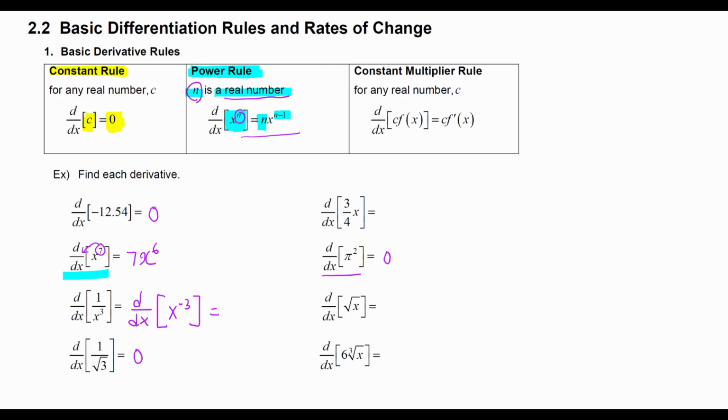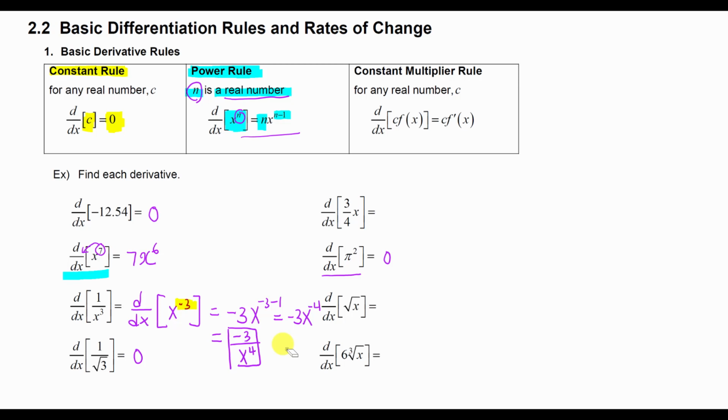So you can bring the power down to the front. So you're going to get negative 3 times x to the, remember, you lose one power. You always need to subtract 1 from the original power. So that will become negative 3 x to the negative power 4. Then simplify. We never leave a negative exponent answer like that. So your answer is going to be equal to negative 3 over x to the positive power 4. That is the answer to this question.